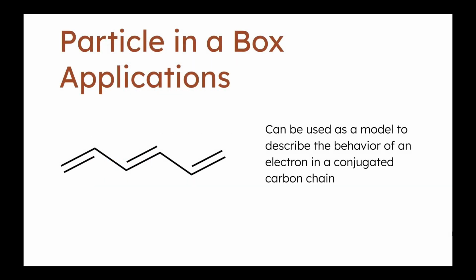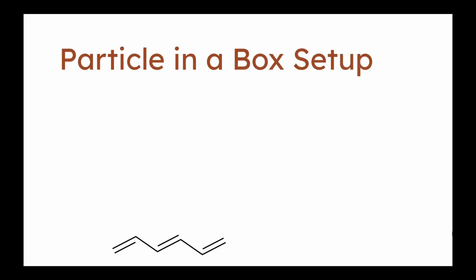The particle in a box model is a model of translational motion that is used to describe the behavior of a particle in a confined space. It has several applications, but one example is an electron within a conjugated carbon chain, where the electron is able to move along the conjugated molecule due to delocalization. In our example, the electron can exist anywhere along the conjugated carbon chain, which is denoted by 0 to L. Any particle in this model can only exist between 0 and L.